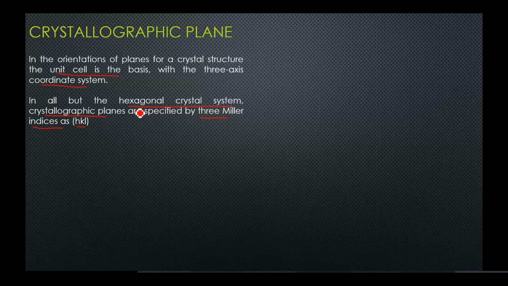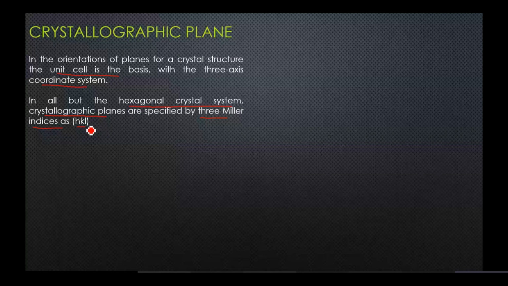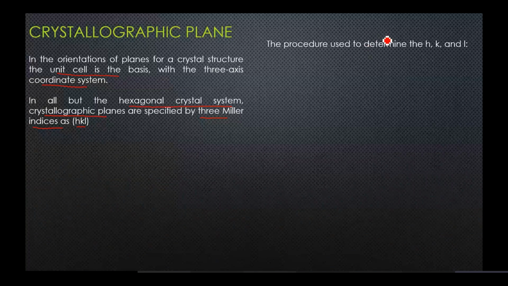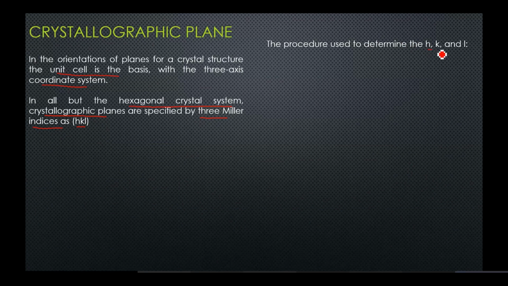So how do you identify a plane, or how do the three digits HKL basically represent a plane in a unit cell? We'll see the procedure. How do you find the HKL for a specific plane? I'll discuss the procedure. Let's say I have a cubic unit cell.